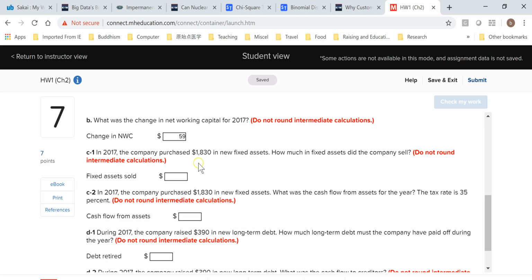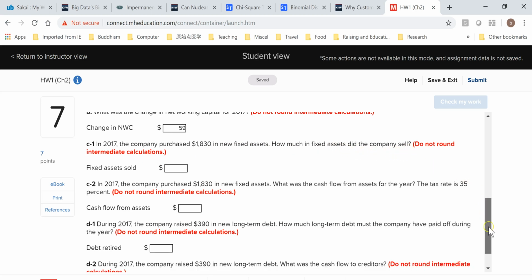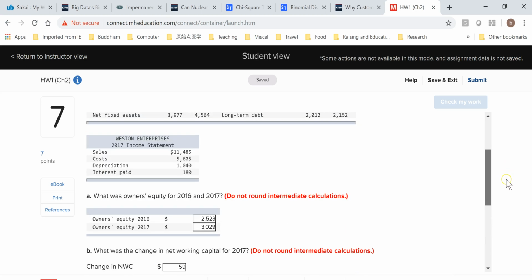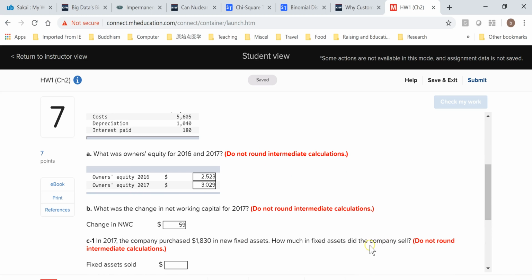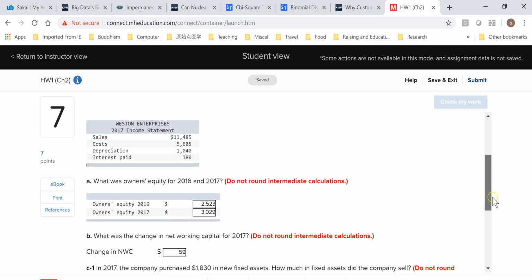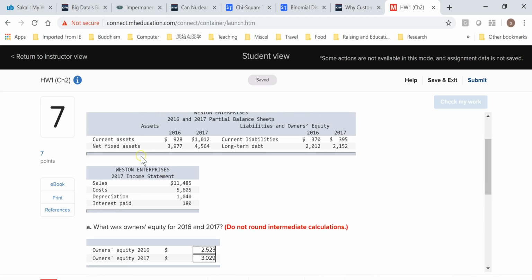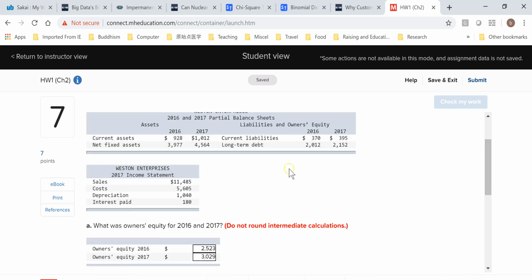In 2017, the company purchased 1830 in new fixed assets. How much in fixed assets did the company sell? In order to figure out how much in fixed assets the company sold, we know that the net change in the fixed assets is simply the difference between the 2017 and 2016 level.